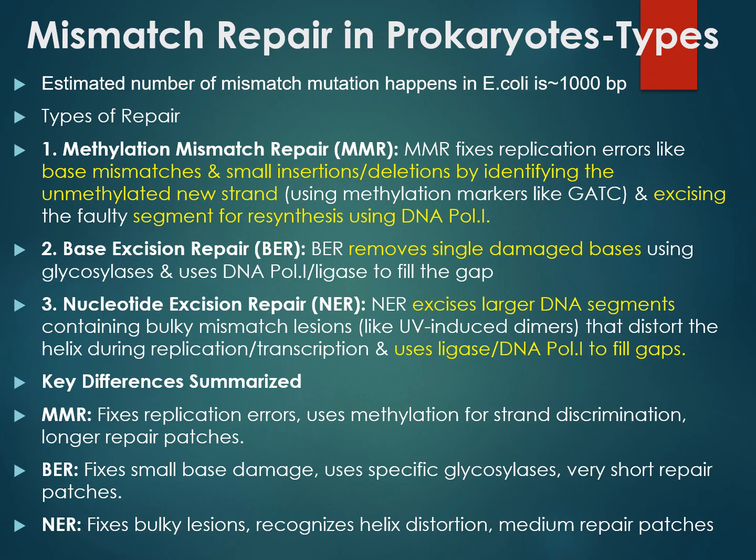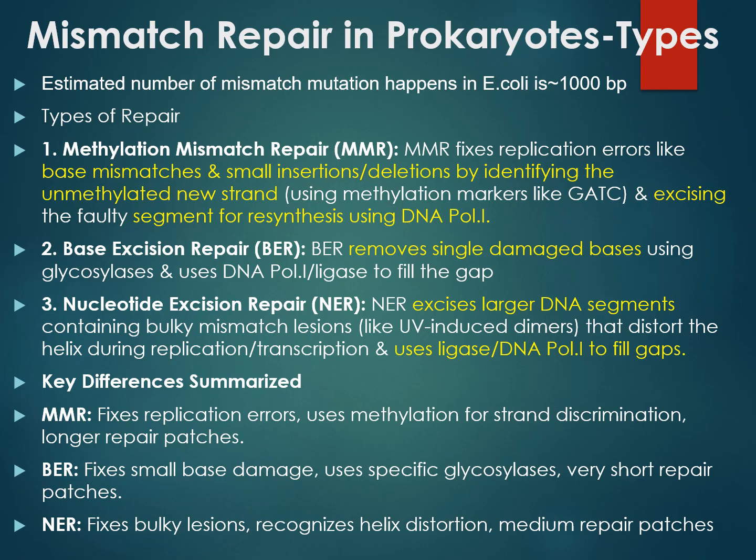Then base excision repair. Here it identifies single base damage, and that base will be removed by glycosylase, and then polymerase and ligase will add the new strand and fill the gap. Then nucleotide excision repair: a long stretch of nucleotides can be erroneous, and that can be removed by nucleotide excision repair called NER. It excises a large DNA sequence and then the gap will be filled by ligase and DNA polymerase.